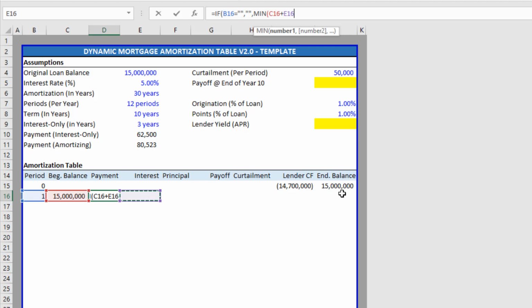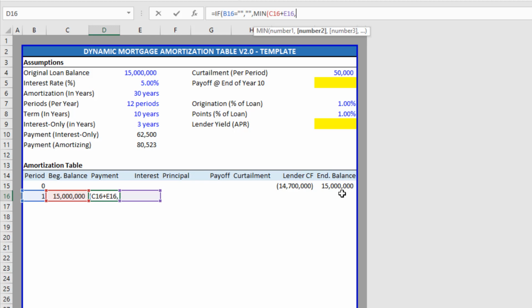Or what? Well, we'll output an IO payment if we're still within the interest-only period, or we'll output an amortizing payment if we're beyond the interest-only period. And to do that, we use Boolean logic. Now, if you're an accelerator member, you're familiar with this from the Anatomy of the Real Estate DCF course, where Boolean logic outputs either a true or a false, and in Excel, a true is equal to 1 and a false is equal to 0.